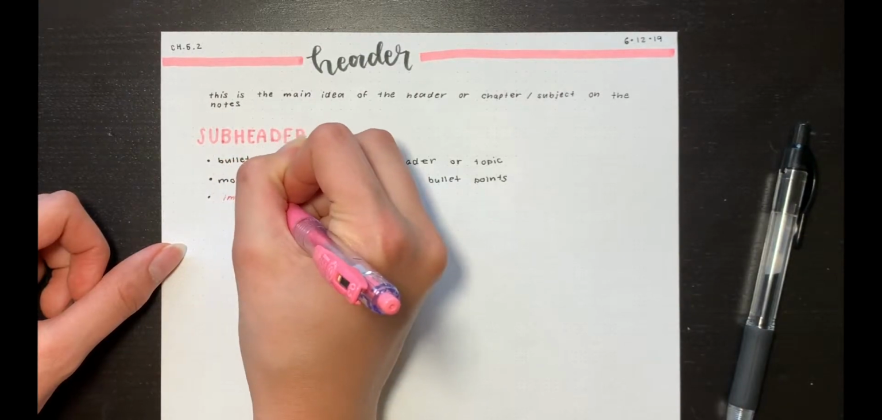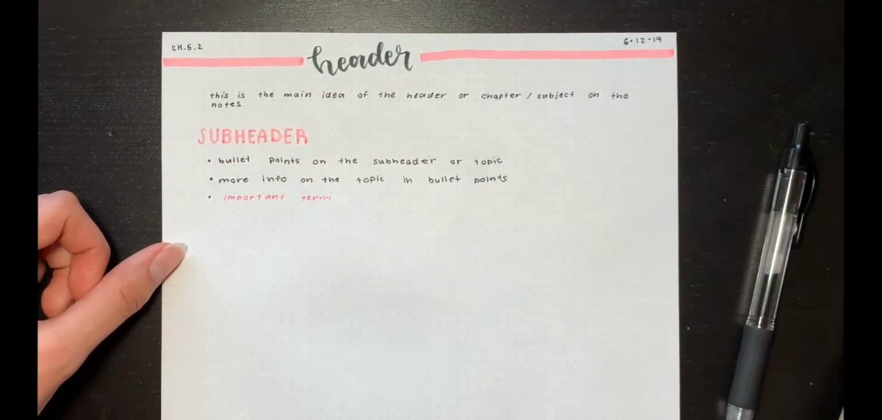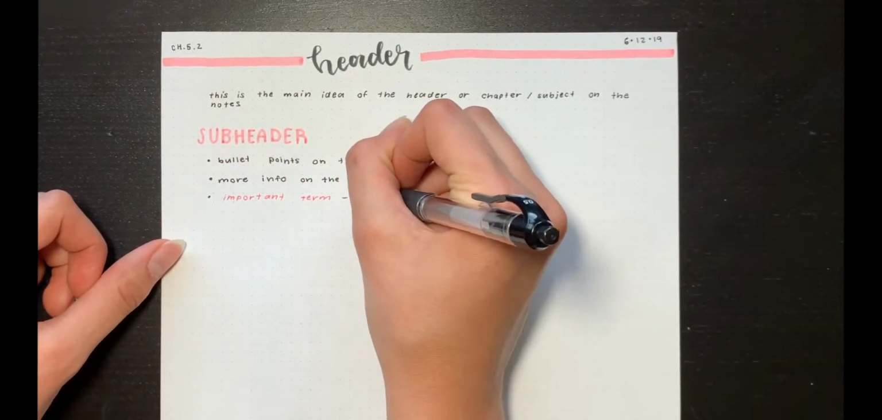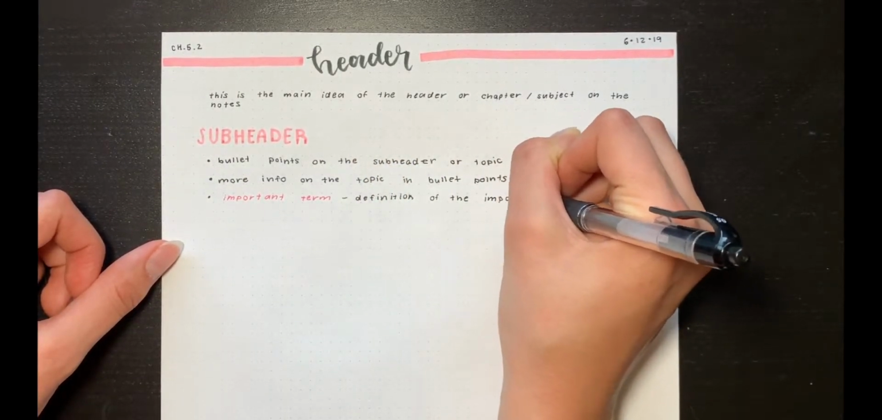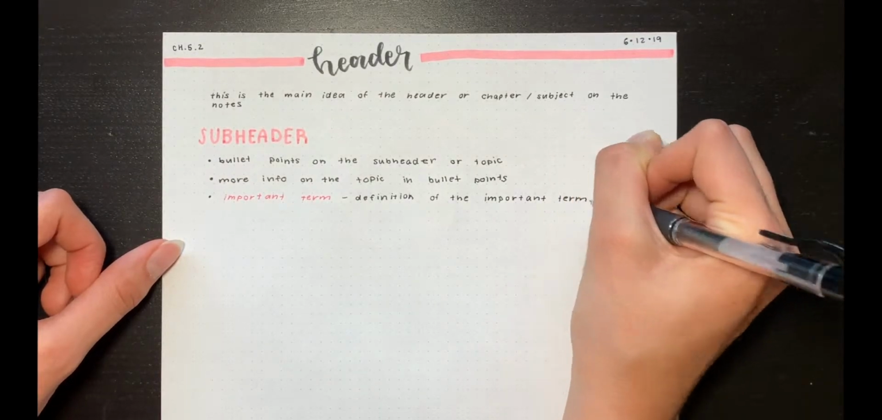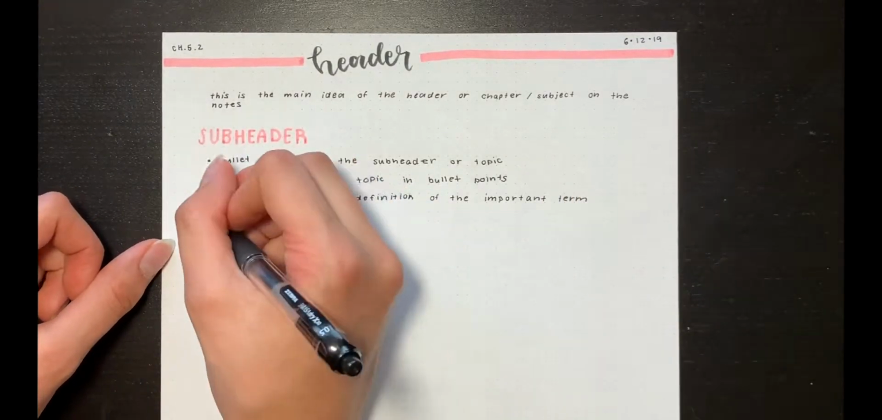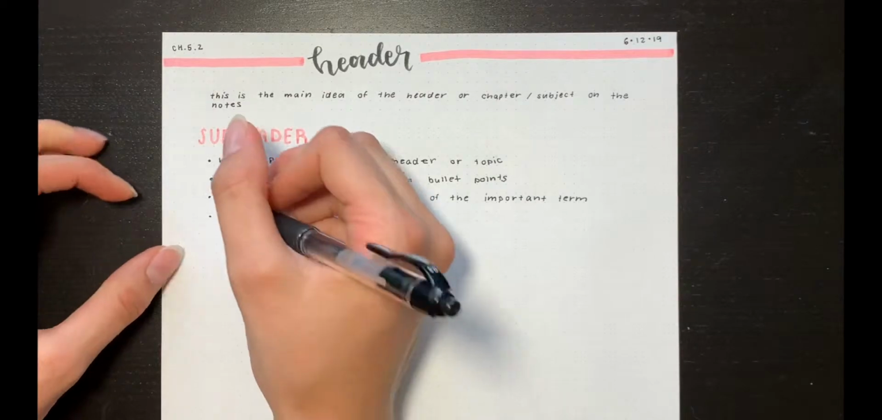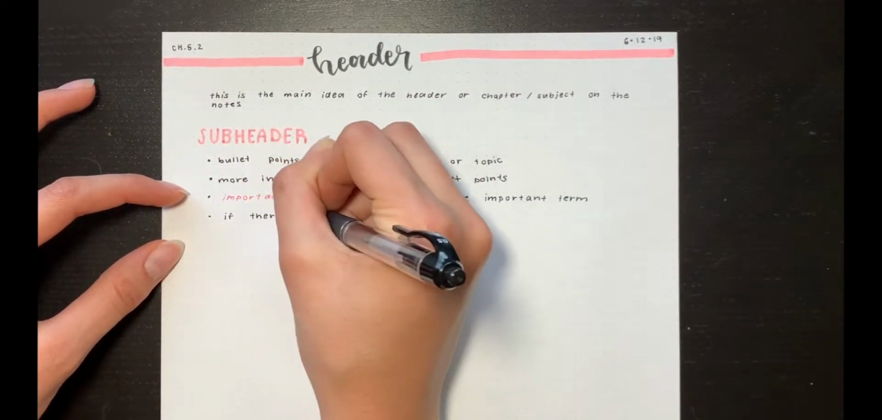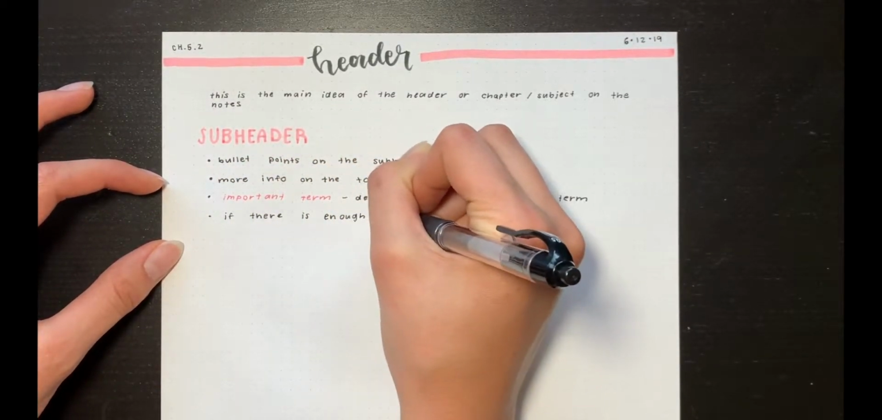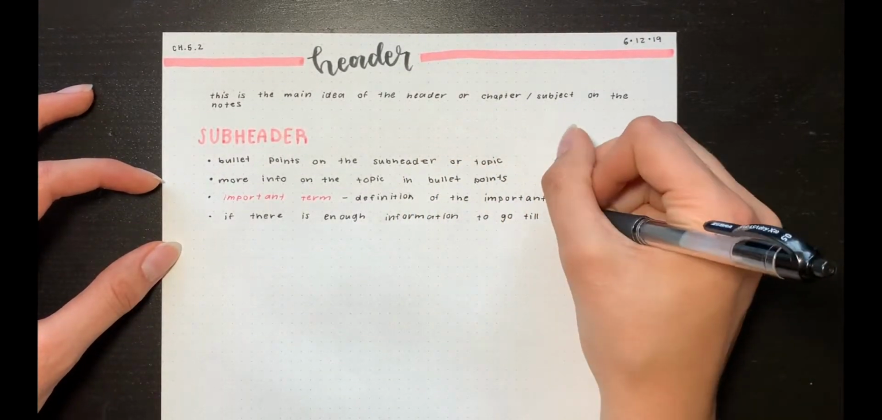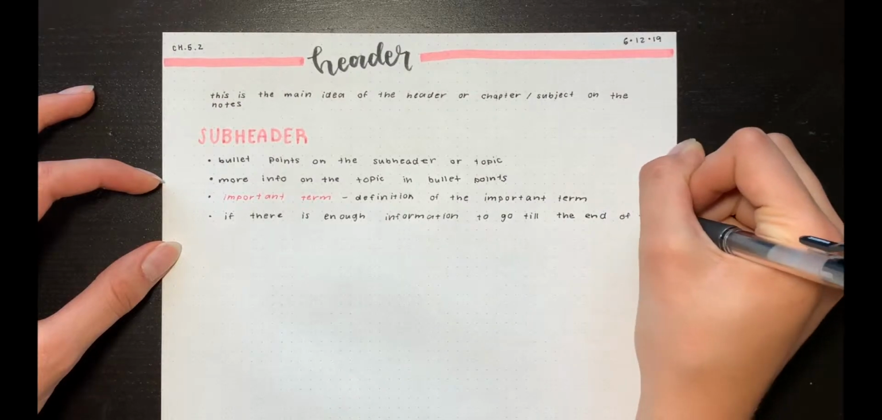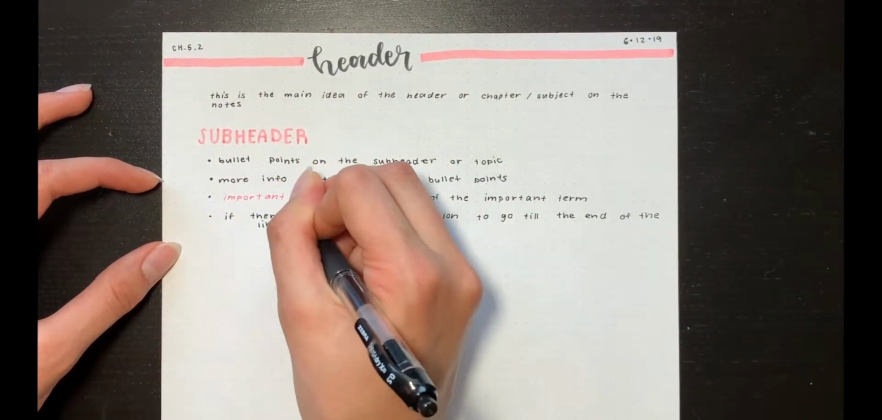And then if I'm going to write out an important term, I usually write the important term with a colored pen, usually the same color as the highlighter, and then define it next to it in the bullet point. And this way the important terms really pop out and I can refer back to them later.